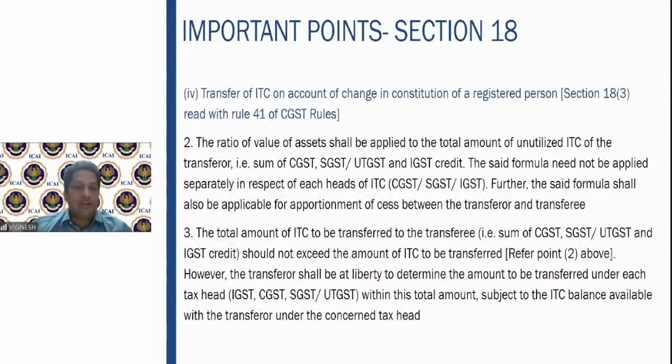Then the ratio of value of assets, as I told you, will be applied to the total amount of unutilized ITC. The said formula need not be applied separately in case of all the heads. Further, this same formula will be applicable for apportionment of cess also between transferor and transferee. Total amount of ITC to be transferred to the transferee should not exceed the amount of ITC to be transferred.